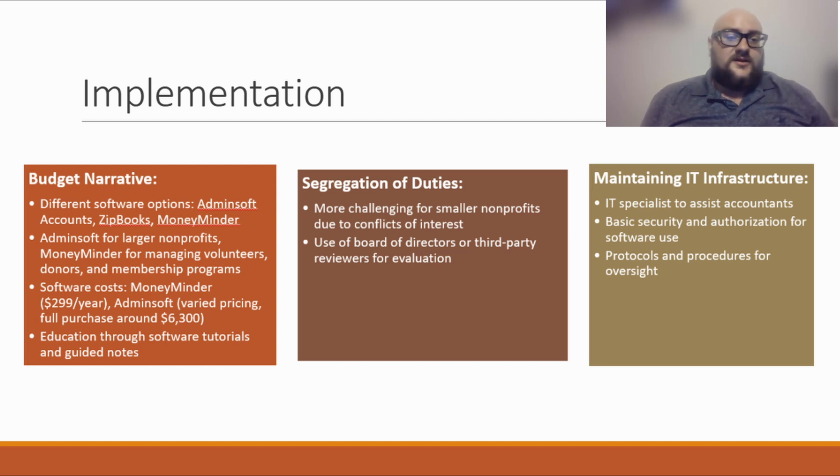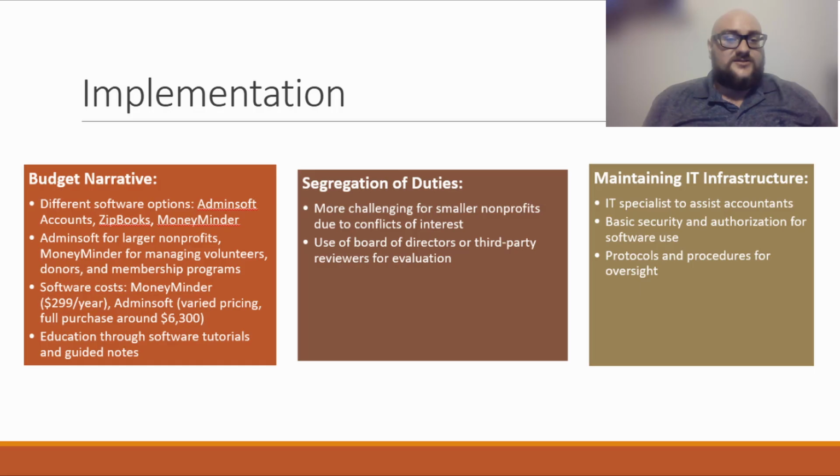MoneyMinder has a $299 per year subscription fee, whereas AdmiSoft can vary in price based on the utility and options that the organization wishes to take on. The full purchase price is usually around $6,000, which may not be accessible for many nonprofit organizations. Education through software tutorials and guided notes are also provided through a lot of these different software companies.